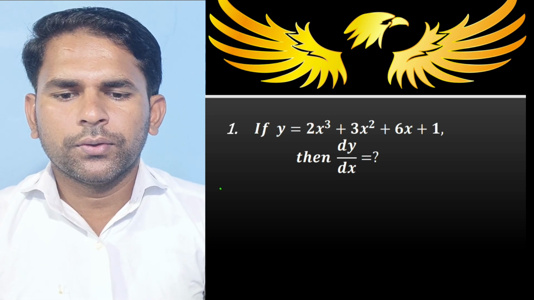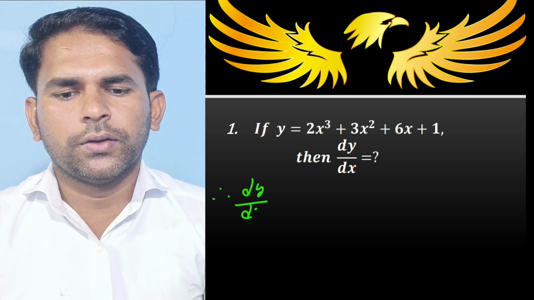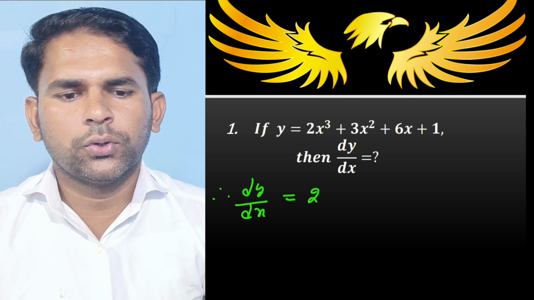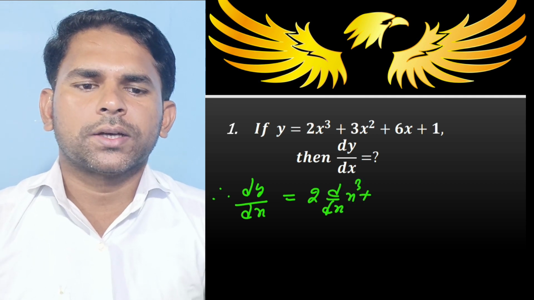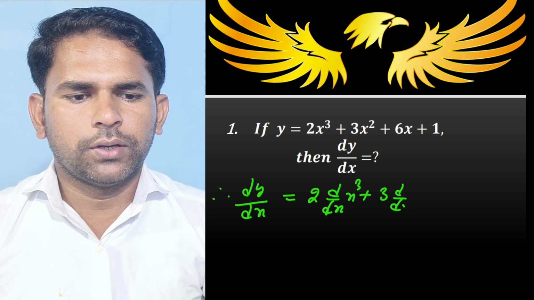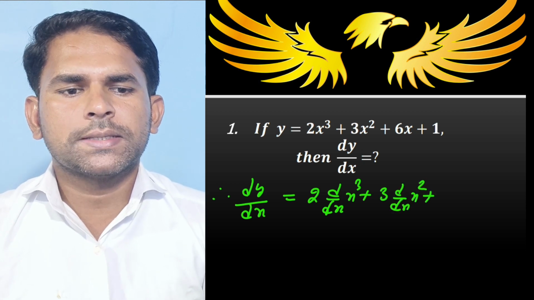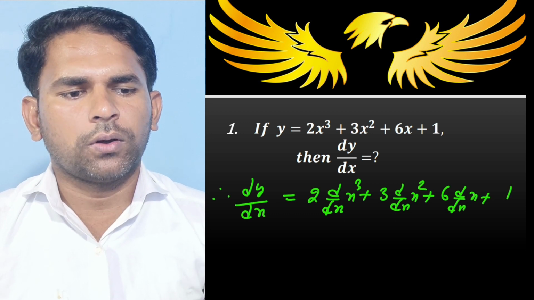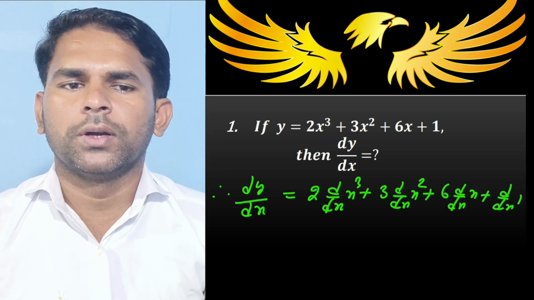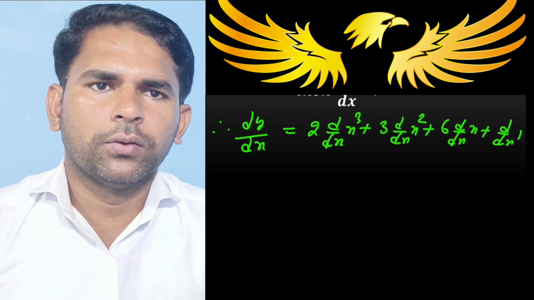So now we can differentiate this function. dy over dx is equal to 2 is a constant, d over dx x cube plus 3 is a constant, so 3 d over dx x square plus 6 is a constant, d over dx x plus 1 is already constant, so d over dx 1. So differentiation of a constant value will be 0.